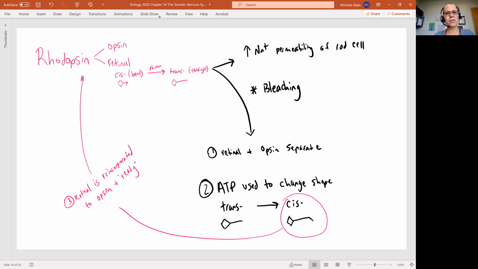You know, your rod cells in really sunny conditions are constantly being bleached. And so that's where your cone cells come into play to help you in bright light scenarios. Okay, now that we understand what's happening with the photoreceptor, now we're ready to work through our afferent pathway. So stay tuned for that.